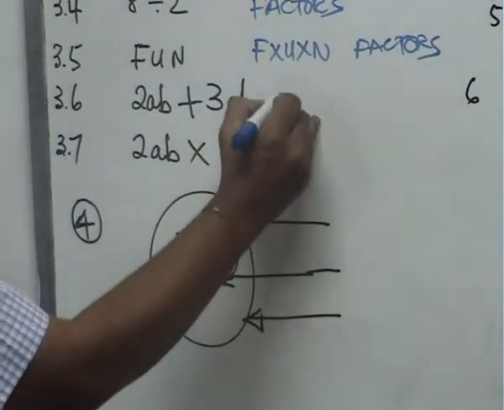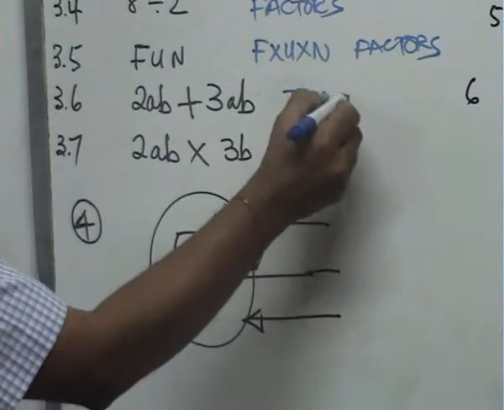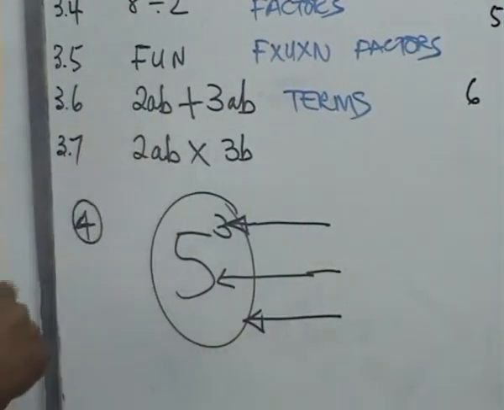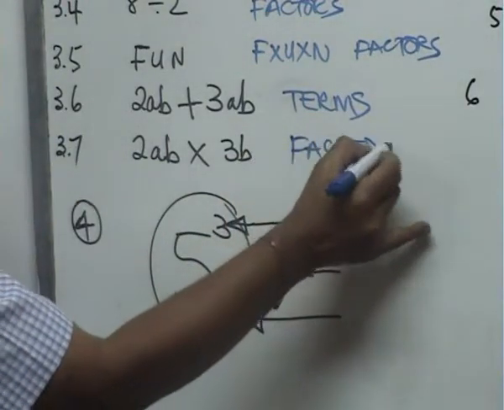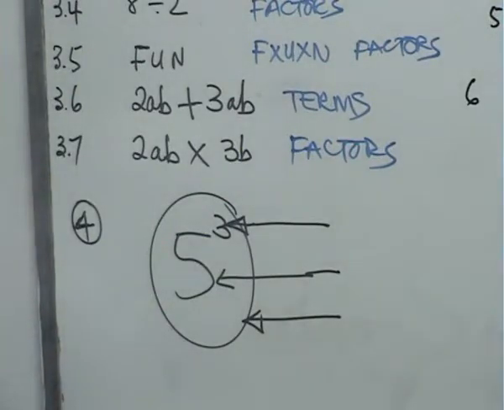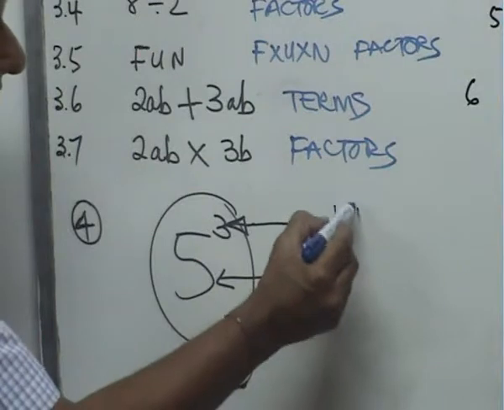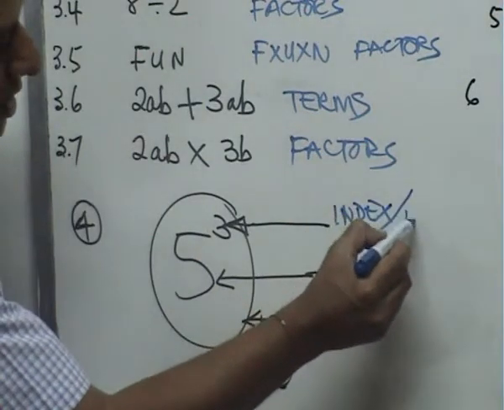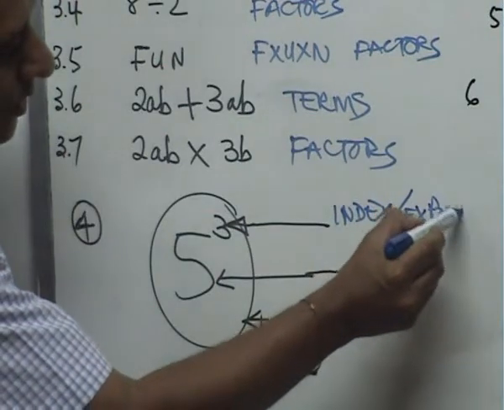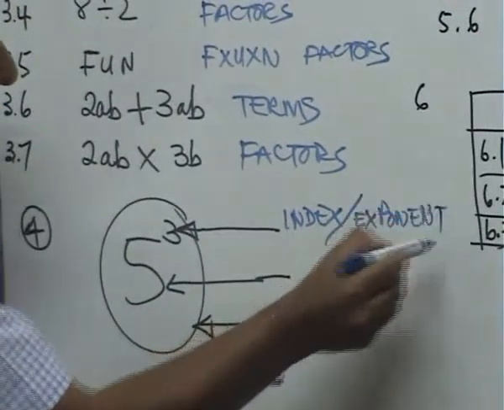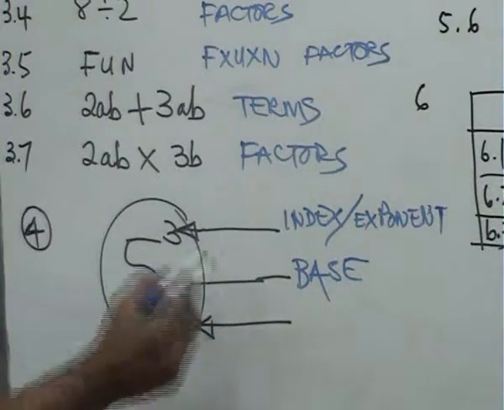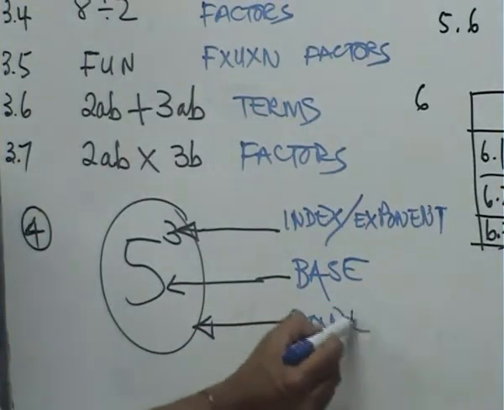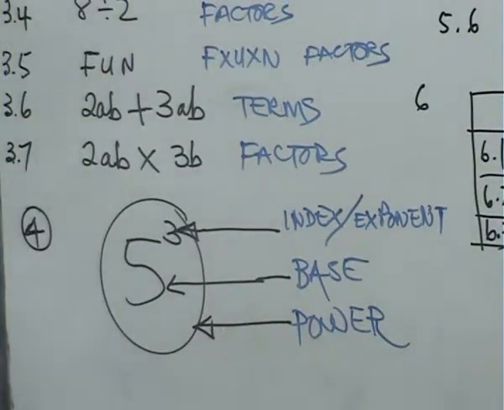In 3.6, we are showing terms, separated by plus signs. And 3.7 is separated by a multiplication sign, so it's factors. Number four, to label: the three is the index, or another word for index is exponent. The five is the base, and this whole thing is called a power. Alright, we'll move on.